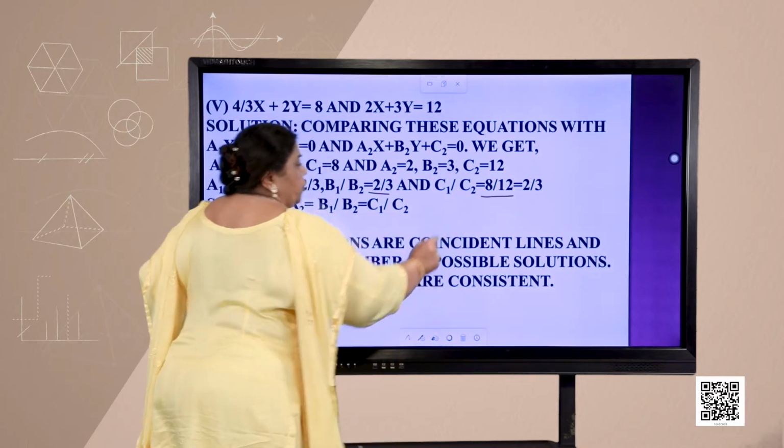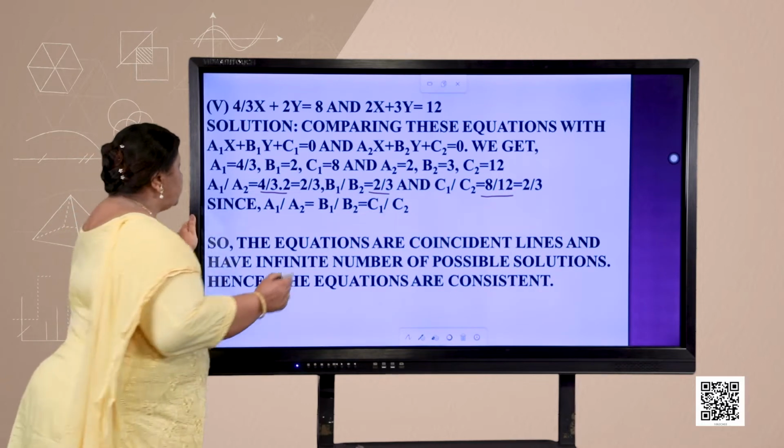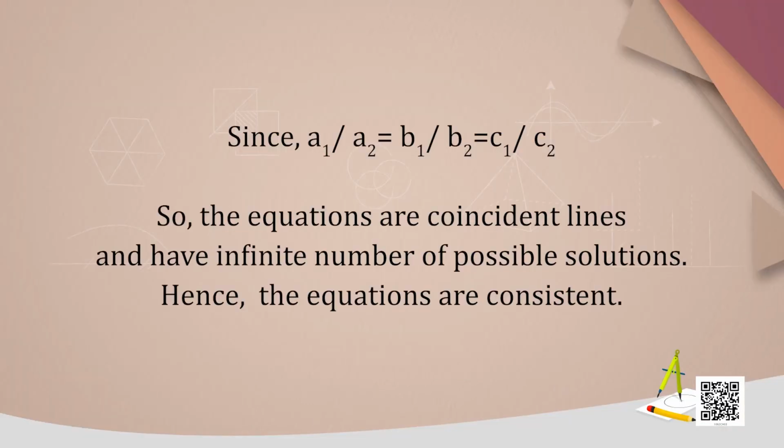It is 8 upon 12, which on simplifying we get 2 upon 3. So, we notice that here a1 upon a2 is equal to b1 upon b2, that is equal to c1 upon c2. So, the equations are coincident lines and have infinite number of possible solutions. Hence, the system of equations are consistent.